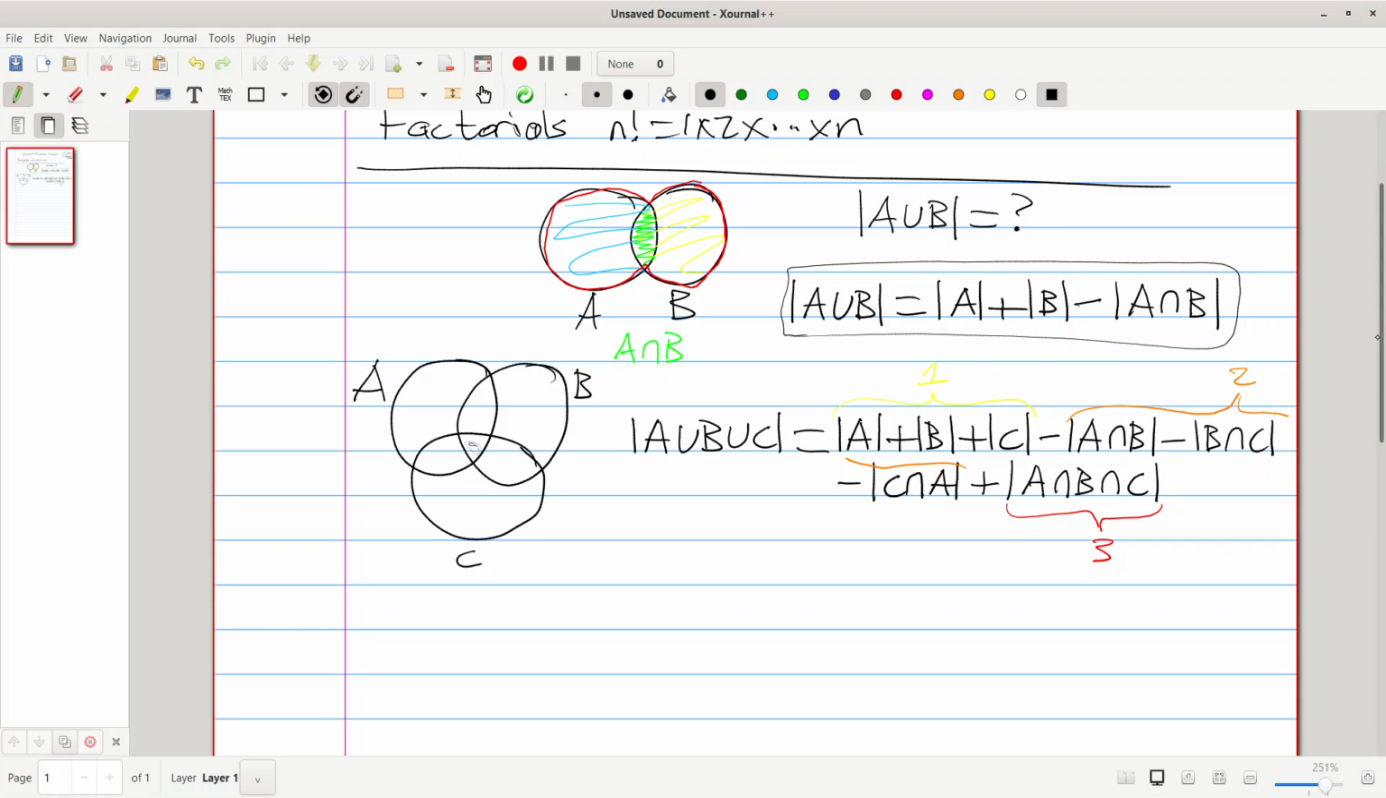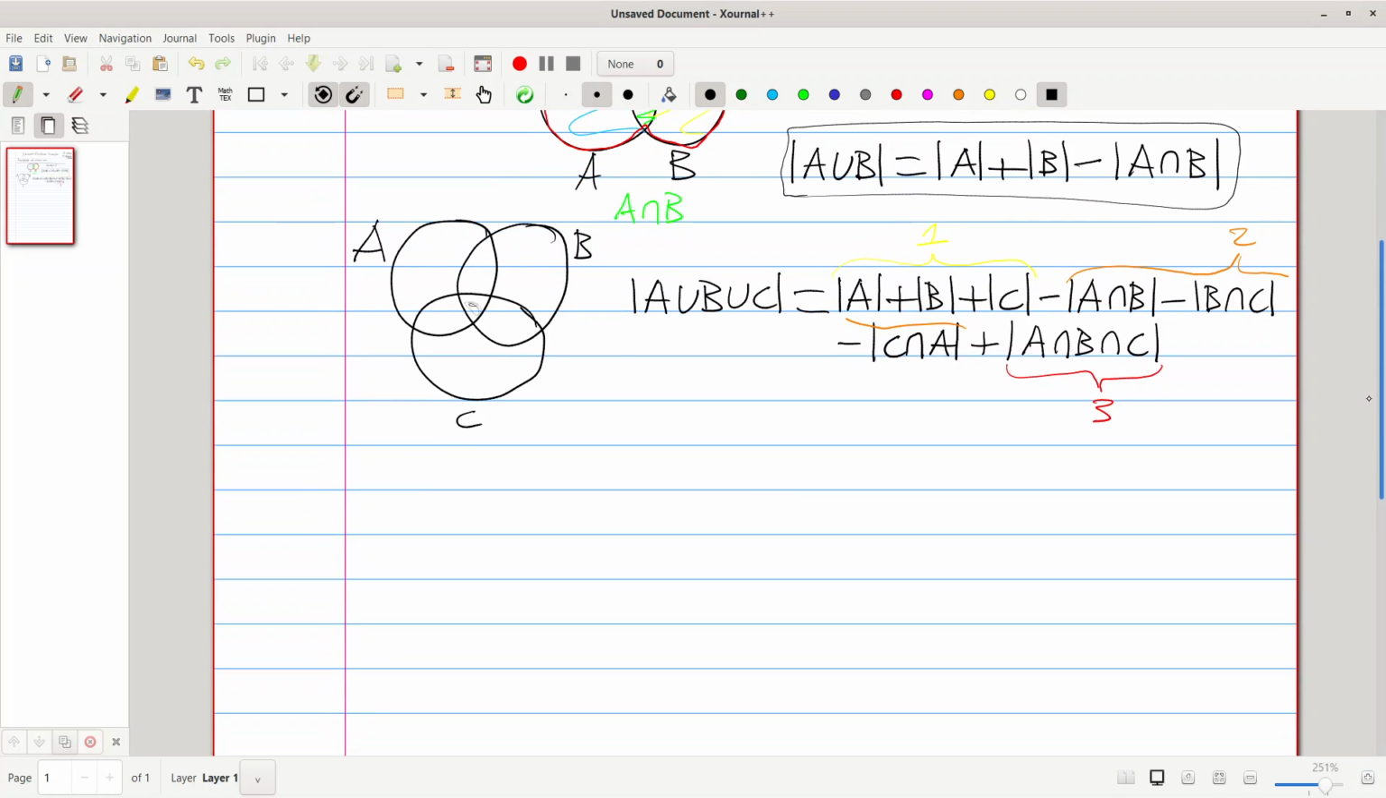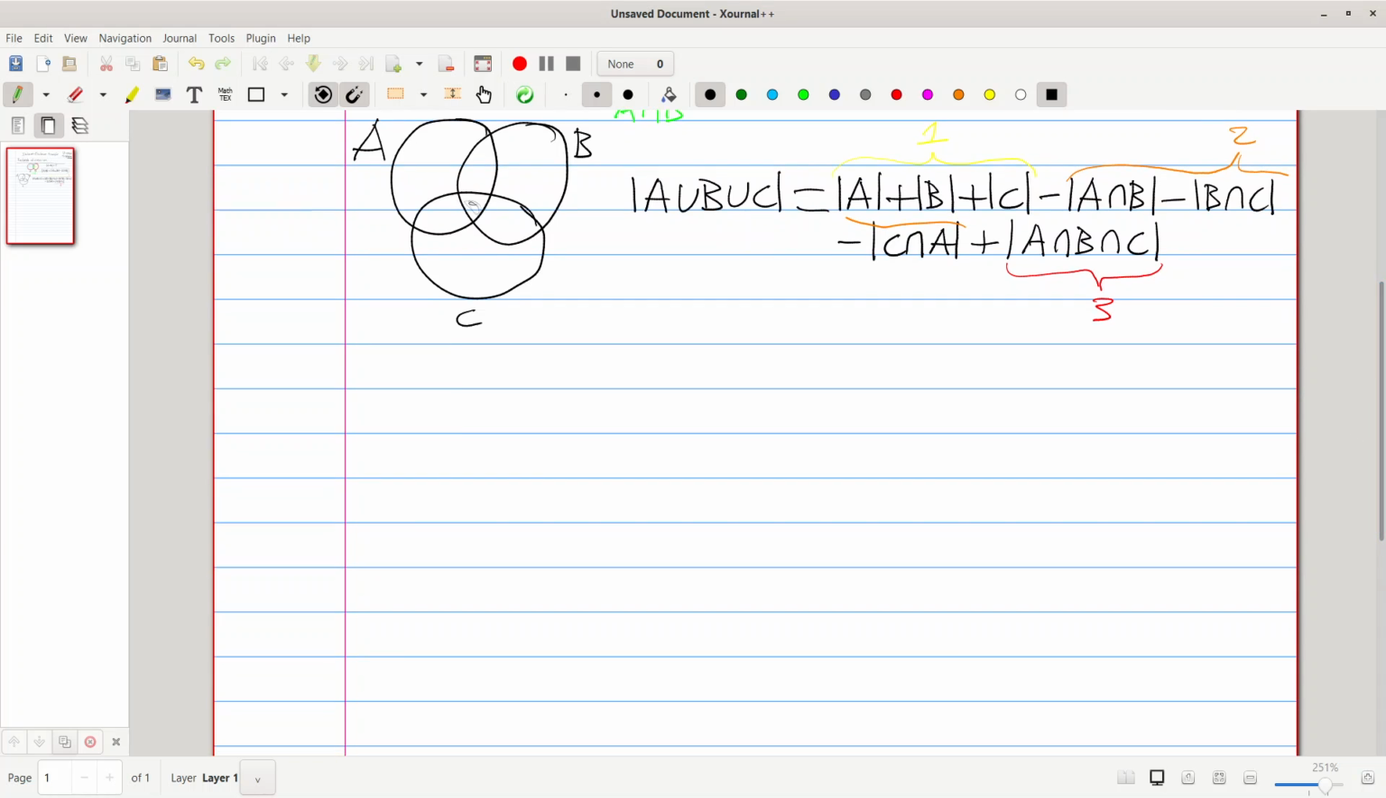So we can write this formula in a more general way, if we have n sets. So we have A1, A2 up until An, and we want to know how many elements are in the union of all of these Ai's. A1 union A2 union up until An.